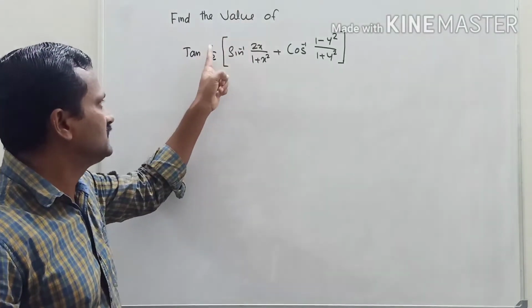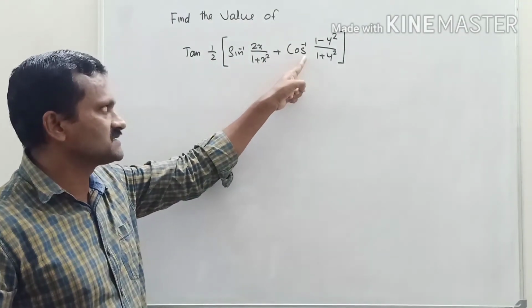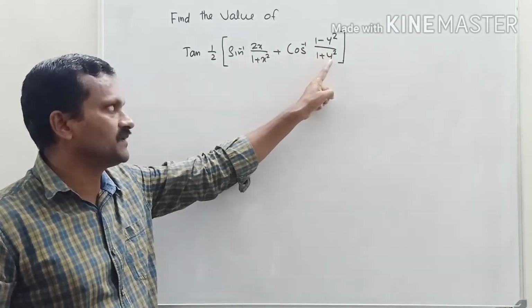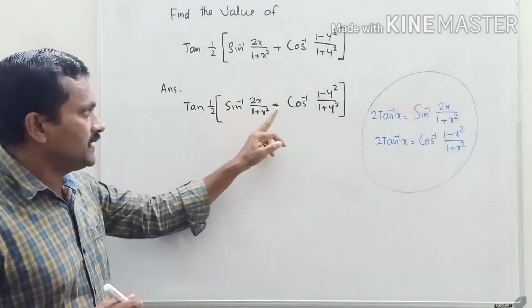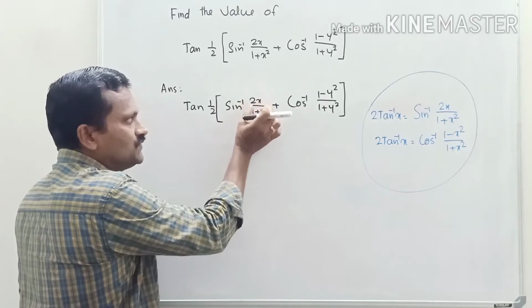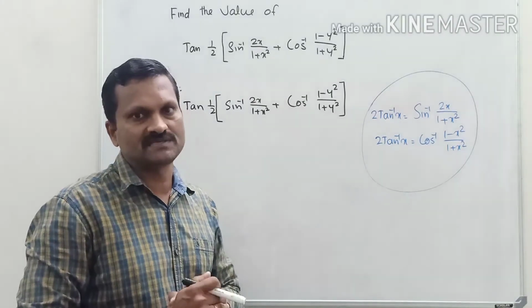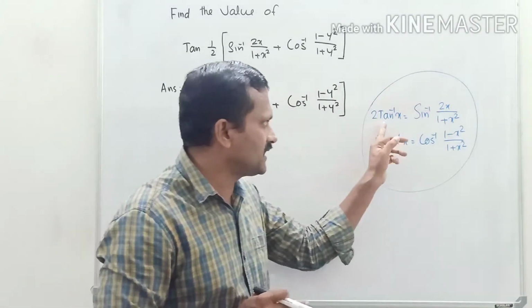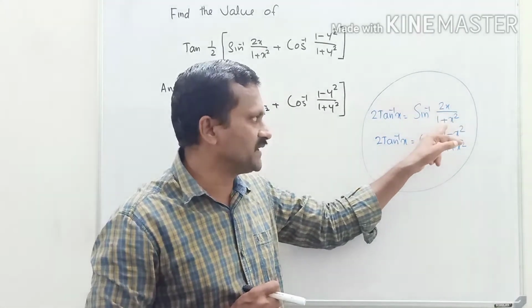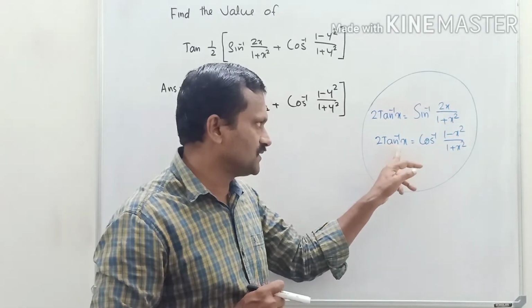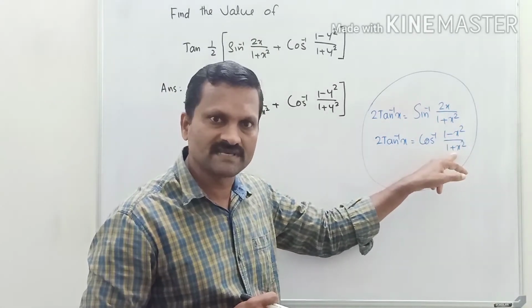Find the value of tan half into (sin inverse 2x by 1 plus x square plus cos inverse 1 minus y square by 1 plus y square). Let's see the answer. We see sin inverse 2x by 1 plus x square and cos inverse 1 minus y square by 1 plus y square. In the properties, we already studied that 2 tan inverse x equals sin inverse 2x by 1 plus x square, and also 2 tan inverse x equals cos inverse 1 minus x square by 1 plus x square.